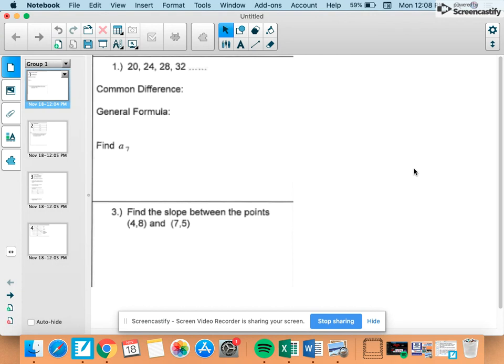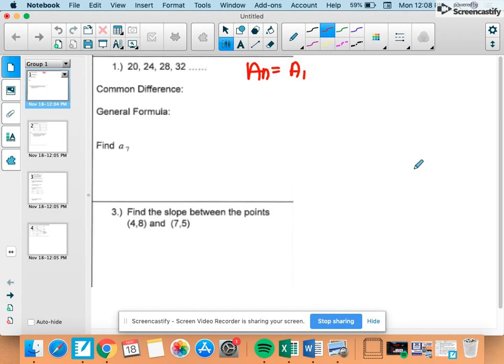So the first one is an arithmetic sequence. Remember our formula is a_n equals a_1 plus (n minus 1) times the common difference. So the first thing we're going to do is find the common difference. This is going up by 4, and I want to check that all the way through because if it doesn't, then it's not an arithmetic sequence. So the common difference is a positive 4.